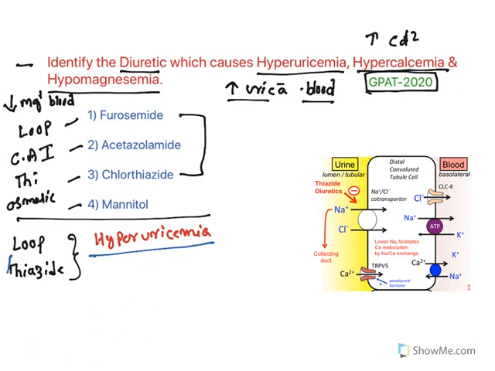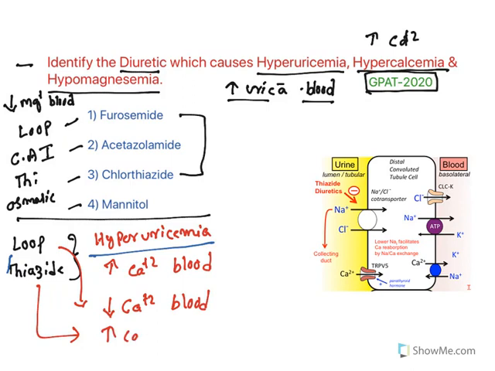Now the next one is hypercalcemia. Hypercalcemia means increased levels of calcium in blood. Now there is a difference between these two drugs. Loop diuretics will increase excretion of calcium, hence they lower the calcium levels in the blood, whereas thiazides will increase the calcium levels in the blood. Because of this property, thiazides are sometimes used to treat nephrolithiasis. Nephro means nephron, litho means stones. So these drugs are used to reduce the stone formation in the nephron.